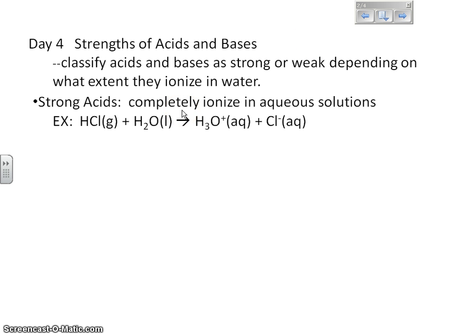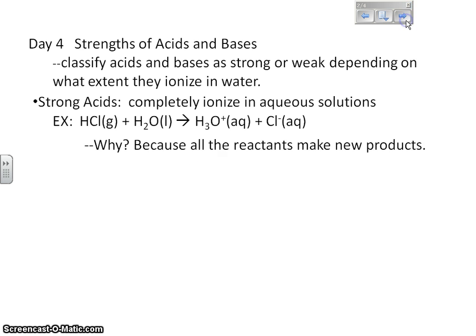So let's take a look at this strong acid right here. We have hydrochloric acid, HCl, plus H2O produces H3O plus, which is the hydronium ion, and chloride ion, if you will. All right, and this is a complete ionization. Why? Because all the reactants make new products. As you can see over here on the right hand side, we do not have a partial product.